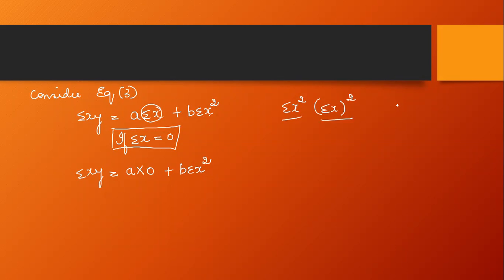Say the value of summation x is 5. Then that is 5 square. When you square it, summation x whole square becomes 5 square. But this is completely different. Summation x square is different. Summation x whole square is different. So don't get confused. Now, what is remaining? A into 0 is nothing but 0 itself, so it has no value. So what is remaining? Summation xy is equal to B summation x square.